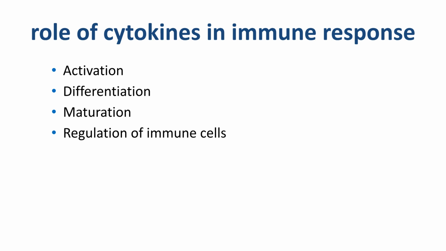Second, cytokines control differentiation of immune cells into specific functional subsets. IL-12 drives naive T cells toward Th1 fate, while IL-4 drives them toward Th2 fate. This differentiation determines whether responses will be cellular or humoral. Similarly, cytokines influence B-cell class switching, determining which antibody isotypes are produced.